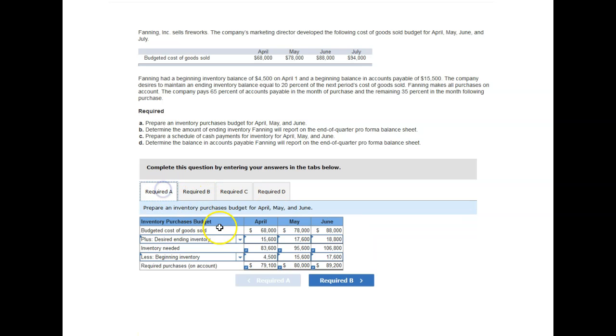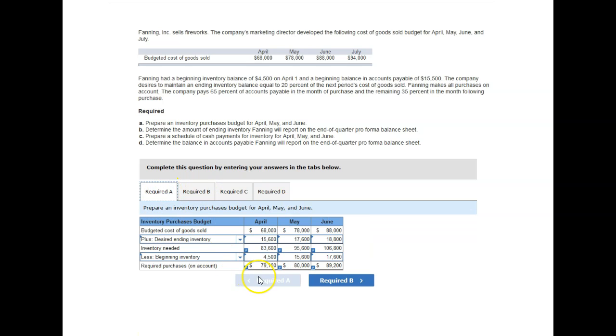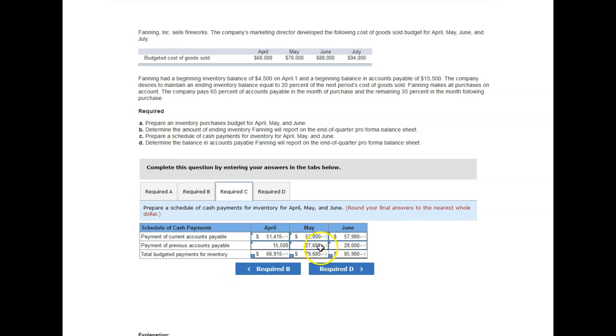May, same thing. Let's go back to here. Let's take 80,000 times 65%. There's $52,000 of May's purchases that we're going to pay for in May. There it is, $52,000. Now this shows us that we are also going to pay 35% of the April purchases. So go back to requirement A, April, 79,100 times 35%, and there's the 27,685. This number is 35% of April purchases. We're going to pay that in May. So in May then, cash going out the door will be 79,685. 65% of the May purchases and 35% of the April purchases. And do the same thing for June. I'll let you figure this out yourself. Same pattern.